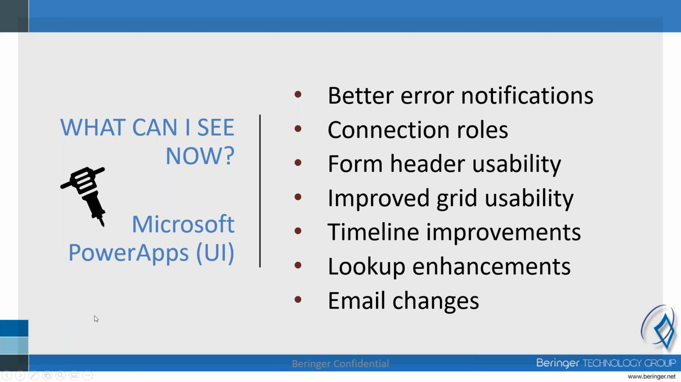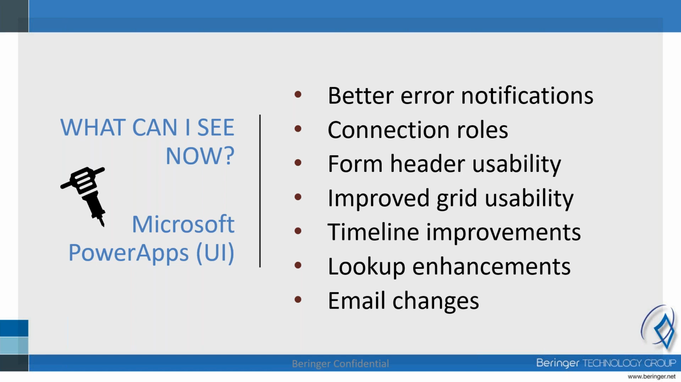Okay, so what can I see now with the Microsoft Power Apps? So anchoring error notifications. I'm sorry, the better error notifications. It's going to anchor the error notifications. So it's going to show the notifications at the top of the screen, and it's going to allow your users to click on each of those error messages, and it's going to set the focus on the field on the form. So this is going to save a lot of time for your users if you have forms that have a lot of fields showing. So they'll be able to see the error message at the top, click on the error, and it's going to take them right to the field that's throwing the error message.